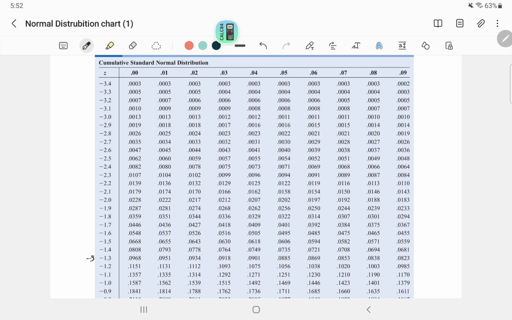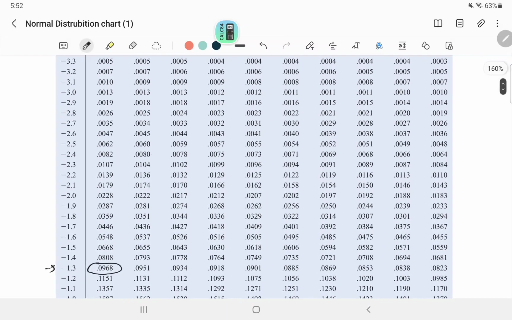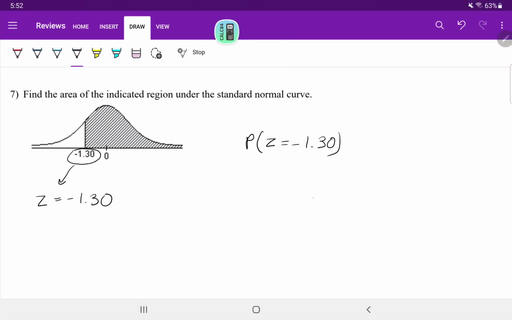The last digit ends with a 0, so we're looking at this first column. And that probability is 0.0968. Now, this value right here represents the area to the left of z equals negative 1.30. This right here represents this area that I'm highlighting right here.